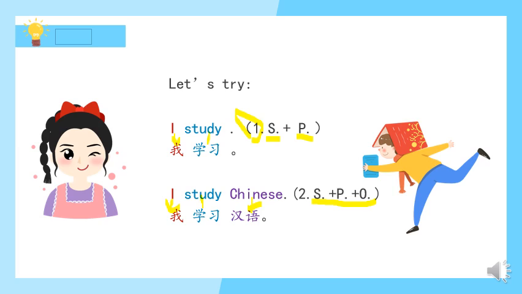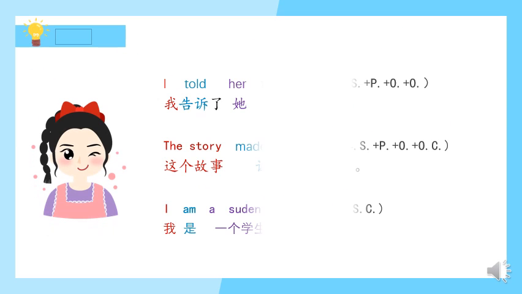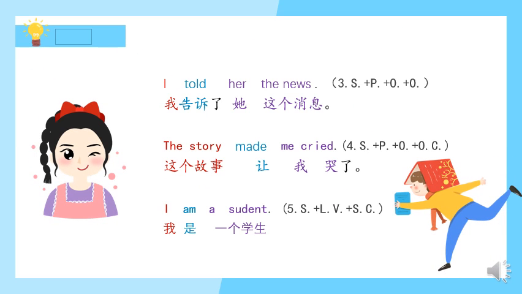Another three sentences. The third one is, I told her the news. I, 我, told, 告诉, her, 她, the news, 这个消息. So, I told her the news in Chinese is 我告诉了她这个消息. The fourth one is, the story made me cry.